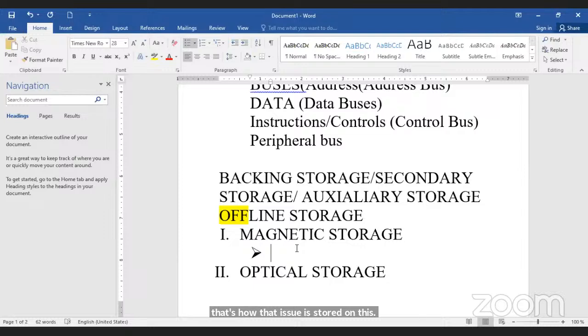So you have mentioned magnetic storage. We can start with the main one, the hard disk.